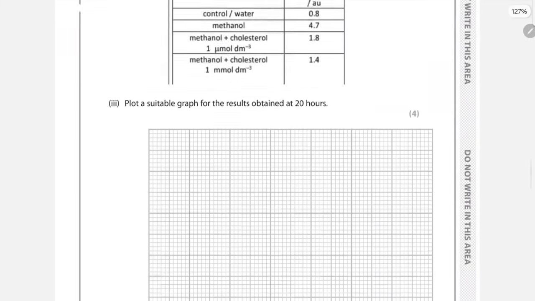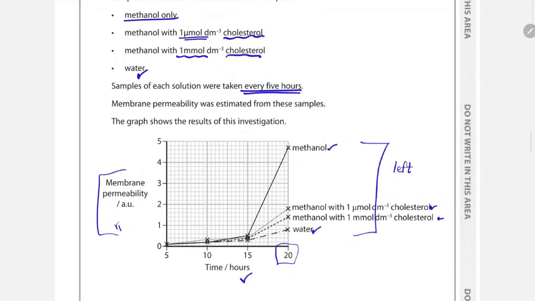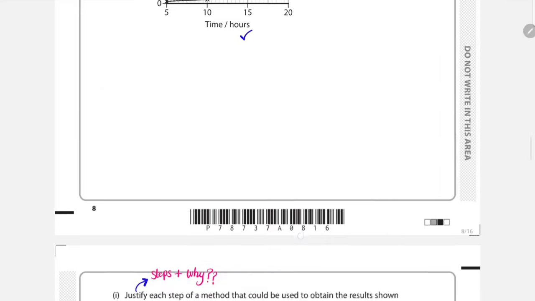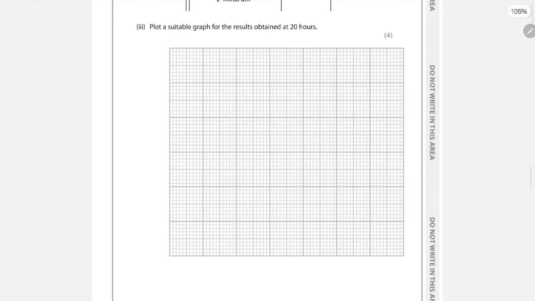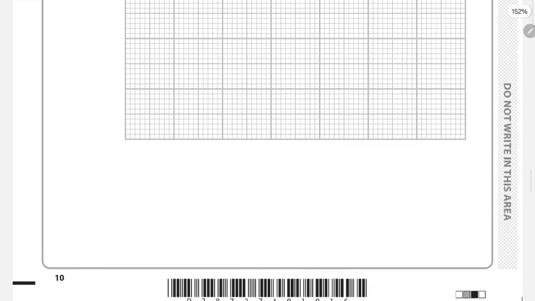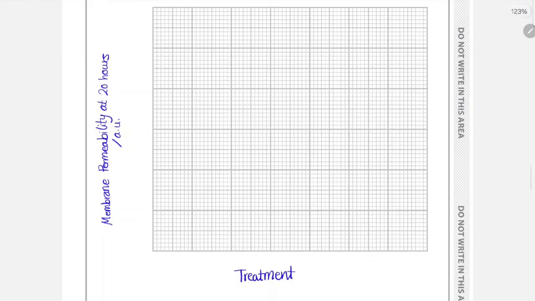Plot a suitable graph for the results obtained at 20 hours. Now I know that we have already got a graph here, but we only need a graph for the 20 data alone, not including the 5, 10, and 15 times. So if we have to plot this, let's firstly make sure we include the labelings of the axis correctly. For the x-axis, we need to write treatment or the solutions used. And for the y-axis, we have to say membrane permeability at 20 hours. So these will be my labels of the axis.